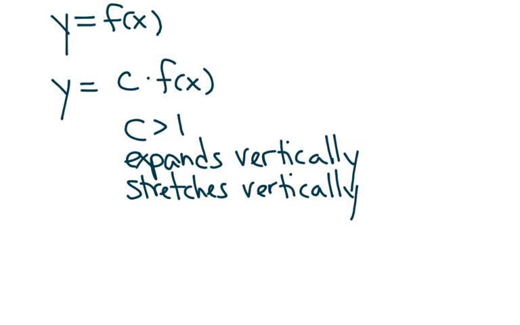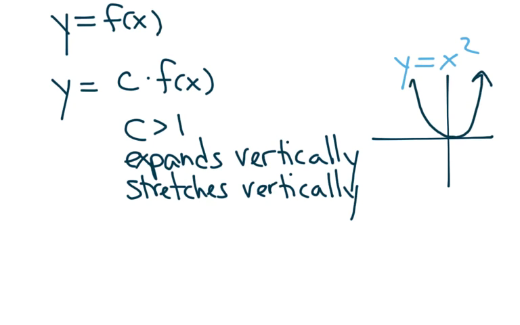So for example, if I use the graph of y equals x squared, which looks like this, the graph of y equals 3x squared stretches vertically. In other words, it becomes narrower.